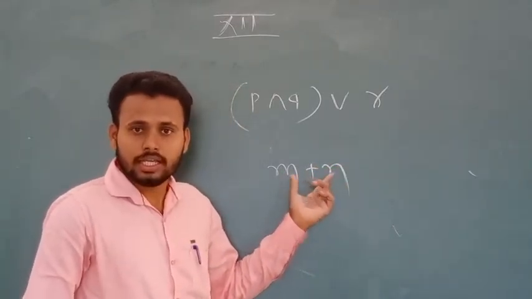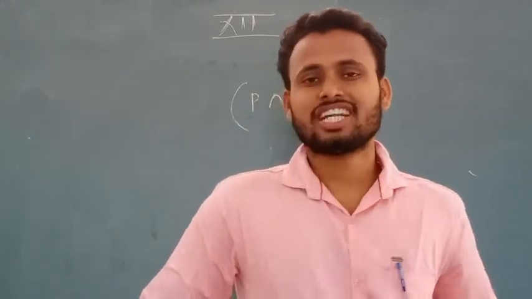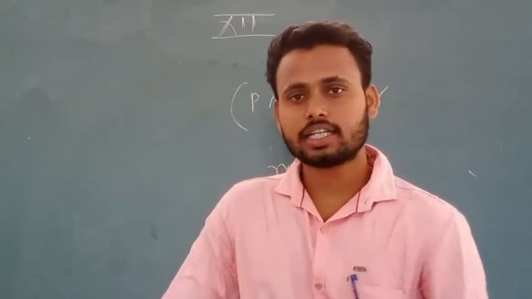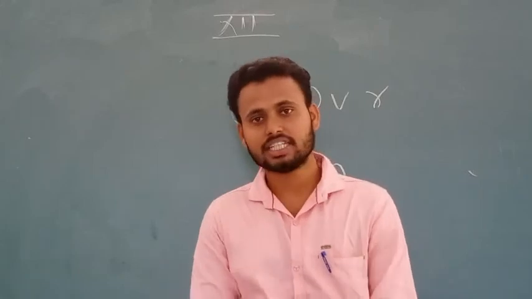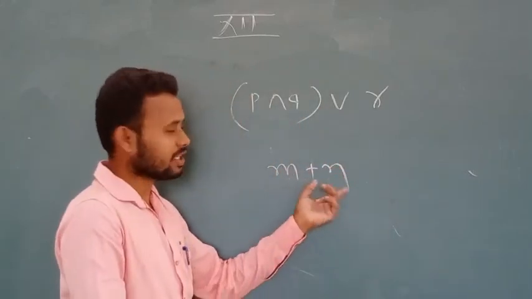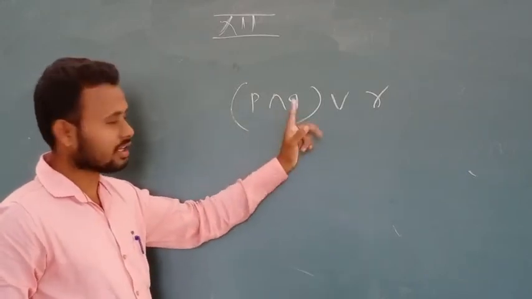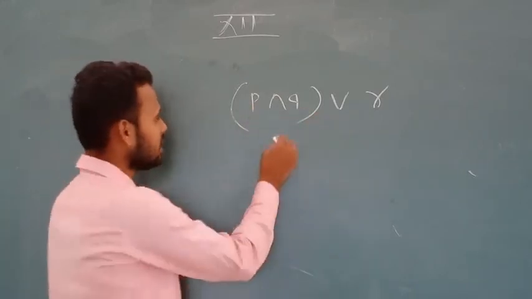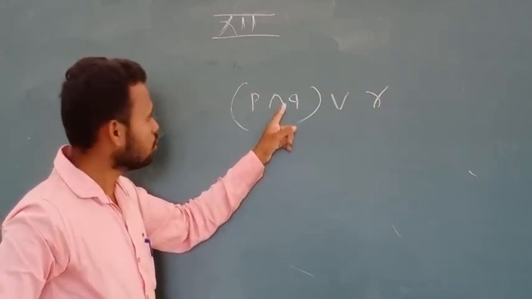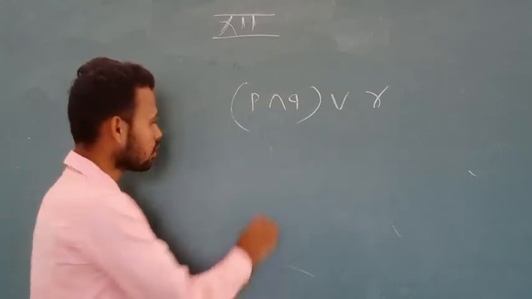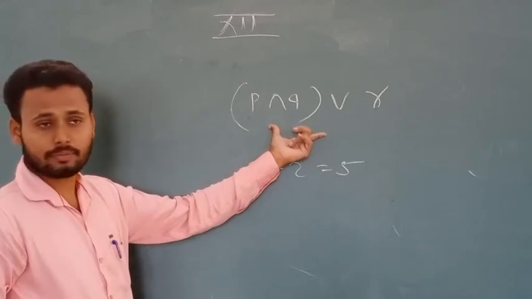What was the second note? If in a statement pattern there are m component statements and n logical connectives, then the truth table of a given statement pattern involves how many columns? m plus n columns. Okay. For example, here in that statement pattern how many statements are there? 3: p, q, r. And how many logical connectives? 2: meet and join. Therefore 3 plus 2 which is equal to 5, meaning how many columns will come in the truth table of this statement?